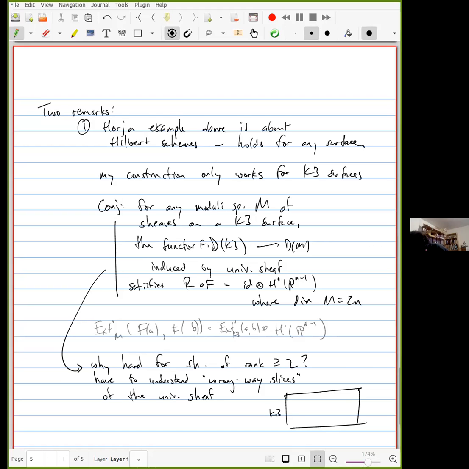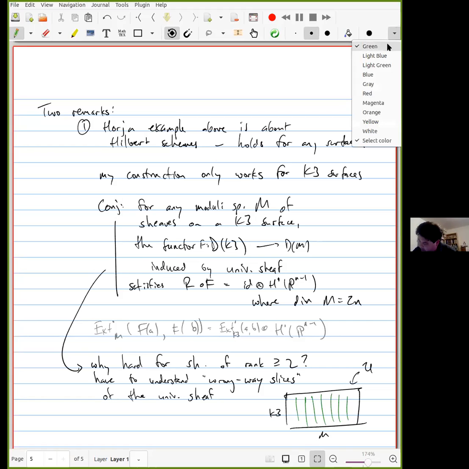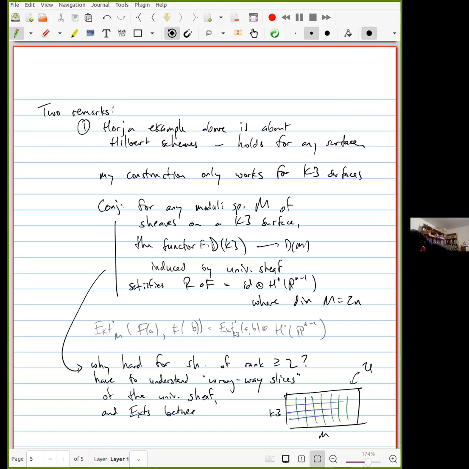On your K3 cross your moduli space, we're assuming we have a universal sheaf. If I slice it this way, then I get a bunch of sheaves on the K3 surface, which are the ones that the points of the moduli space parameterize, right? You're happy with those. But if you slice it this way, then a point on the K3 surface is parameterizing a sheaf on the moduli space, which is kind of a strange thing to do. And you have to compute Ext between these. Now, if your moduli space is the Hilbert scheme, and your universal sheaf is the ideal sheaf of the universal subscheme, everything is so explicit that you can really get your hands dirty and do these Ext calculations. But in general, you don't know anything about these wrong way slices, so it becomes hard.